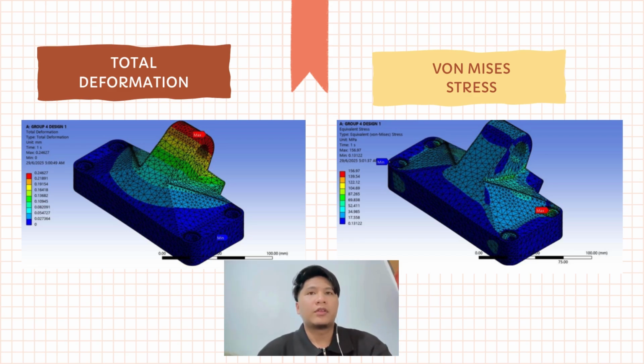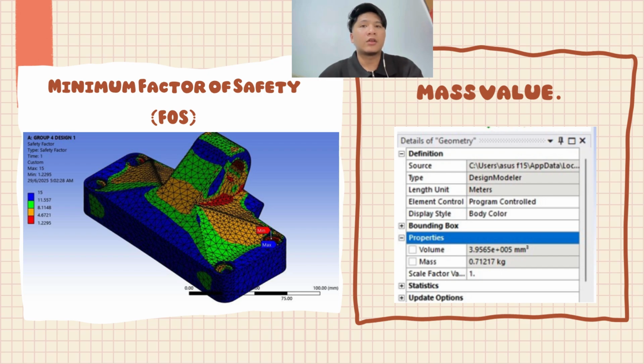This is a color contour plot for total deformation of design 1, then the maximum equivalent von Mises stress for design 1, and on the next slide, the factor of safety for design 1. We also show you the mass value, which is 0.71217 kg, which is below the 0.8 target.